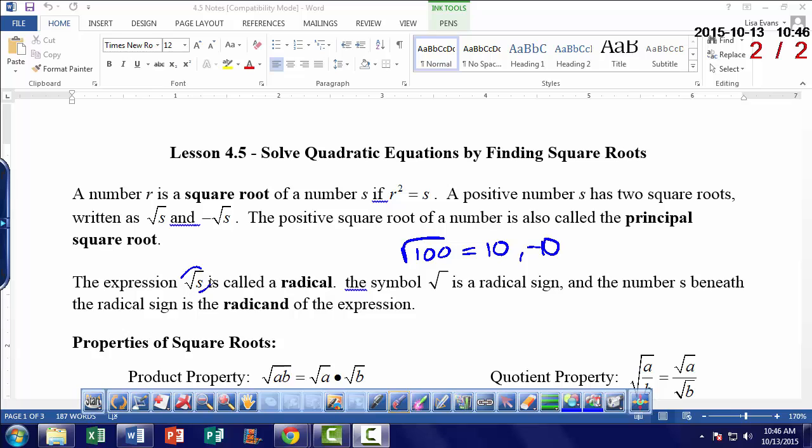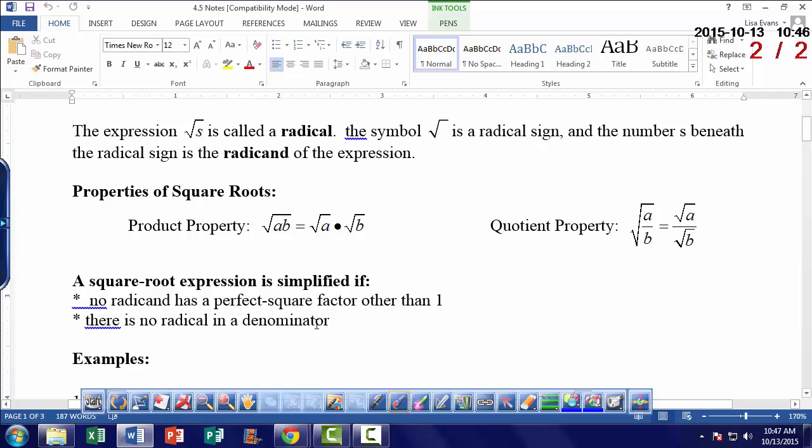This expression is called a radical. This is a radical sign, and the number underneath is called a radicand. There are two properties: the quotient property and the product property. Basically, if both radicands are underneath the square root sign, you can multiply them together if there's a multiplication sign between. And if both are underneath a radical, you can divide them as long as the division sign is under the radical as well.